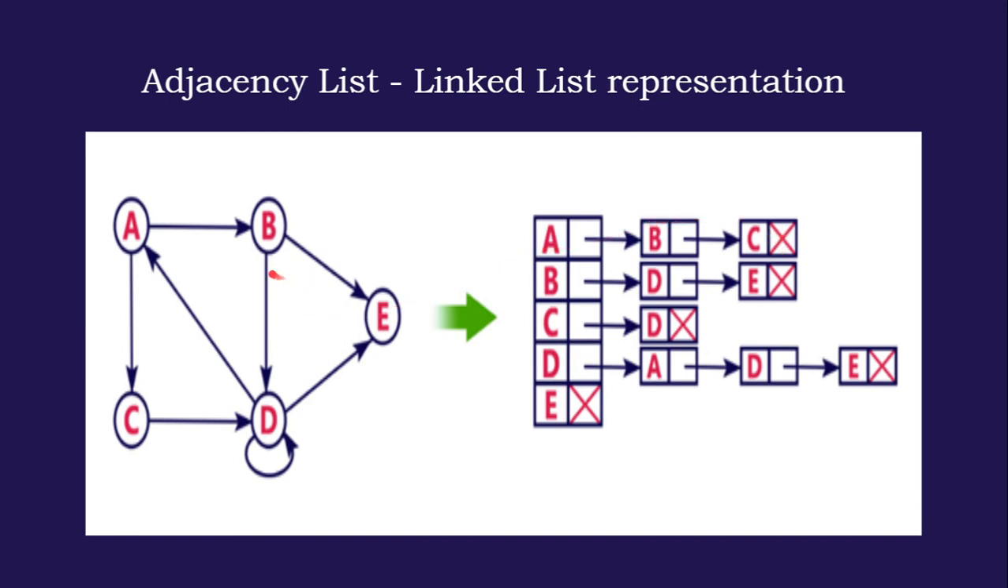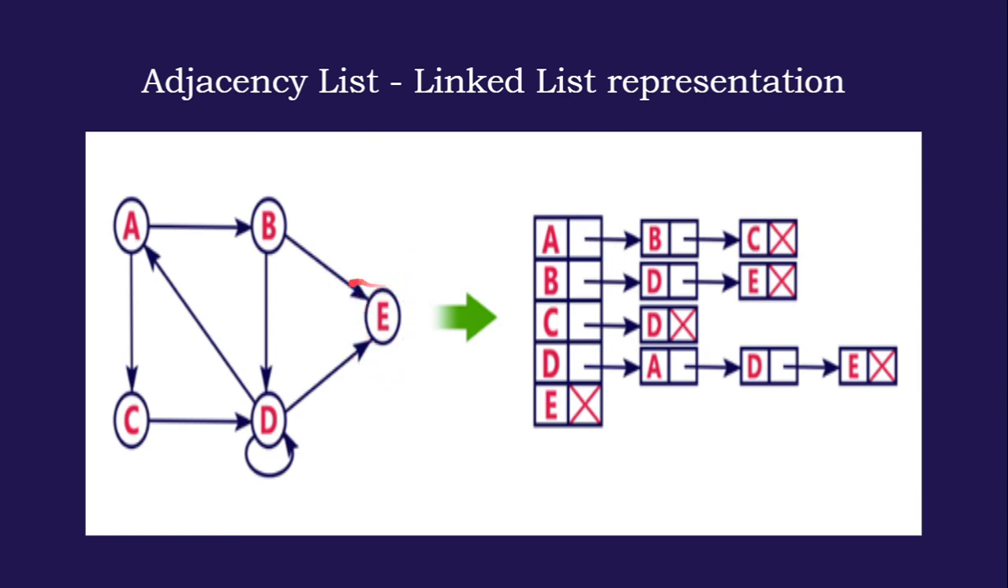Likewise, from B it is to D as well as E, so B is connected to D and then to E. After that there is no connection, so put a cross. Then for C it is towards D only, so C to D and no more, so put a cross, a null pointer. And then for D we have D itself. This is called a loop or a cycle. So D has D itself as well as E as well as A. So D has A, D and E, and then the null pointer.